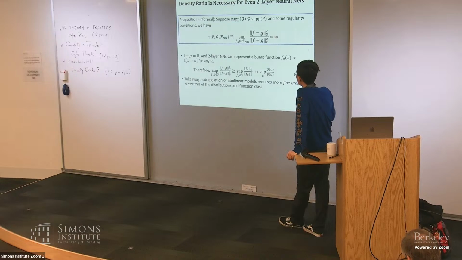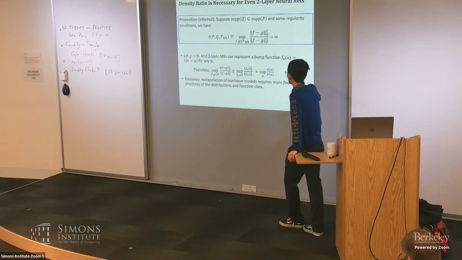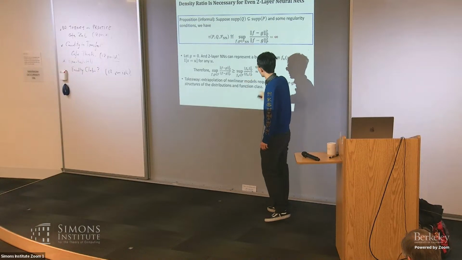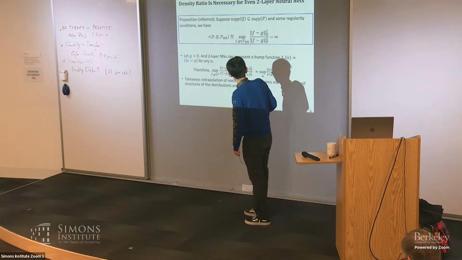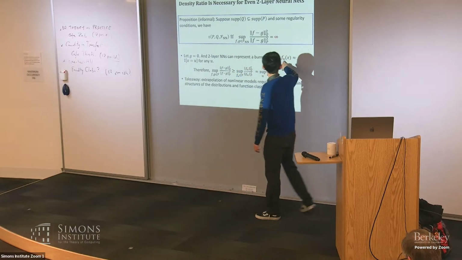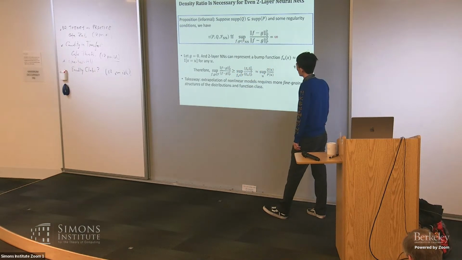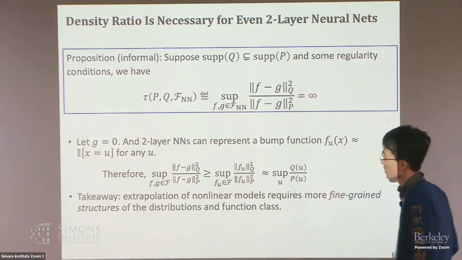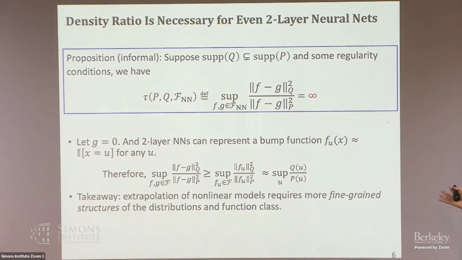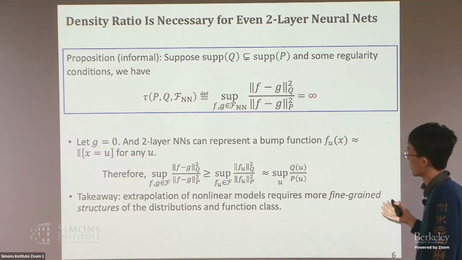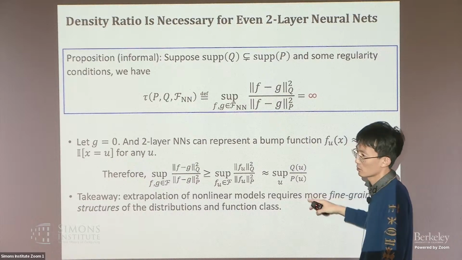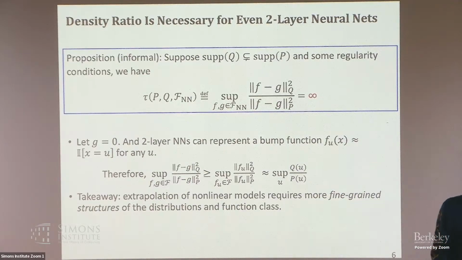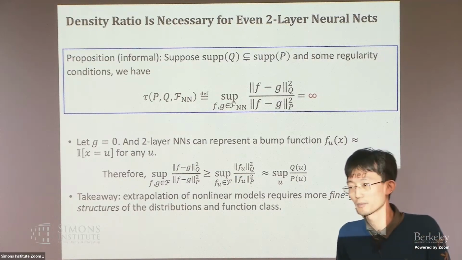So you take G to be 0 and you have a bump function. Actually, I don't even have to go through this, I made it too complicated. You just take an indicator function, then you get the sup over the norm, and it becomes the density ratio. The reason I want to show this is that if your function class can implement a spiky bump function, then you are just in the density ratio case, and there's no way to recover from that. So in some sense you have to exclude the spiky functions.